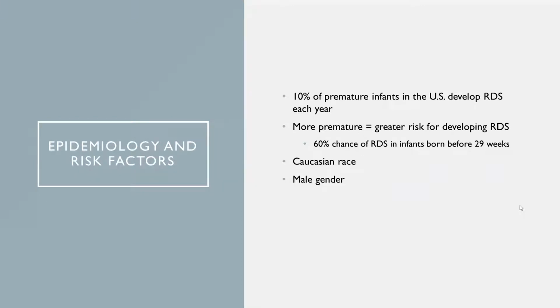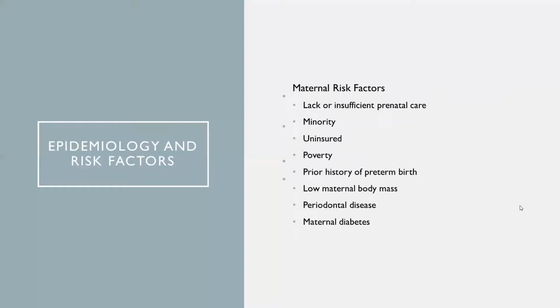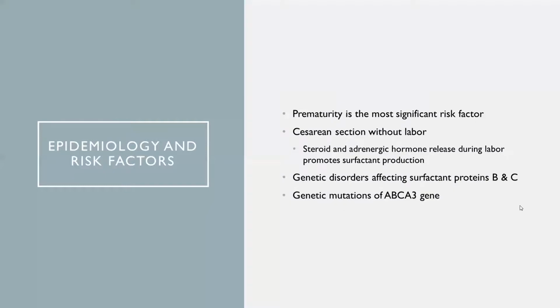10% of premature infants in the U.S. develop RDS each year. The more premature you are, the greater your risk for developing RDS. A 6% chance of RDS in infants born before 29 weeks has been noted. Other factors which increase your risk of RDS are Caucasian race and male gender. Maternal risk factors include lack or insufficient prenatal care, belonging to a minority, being uninsured, poverty, prior history of preterm birth, low maternal body mass, periodontal disease, and maternal diabetes.